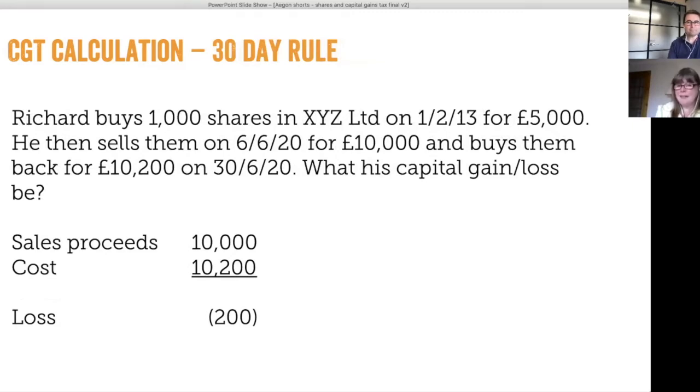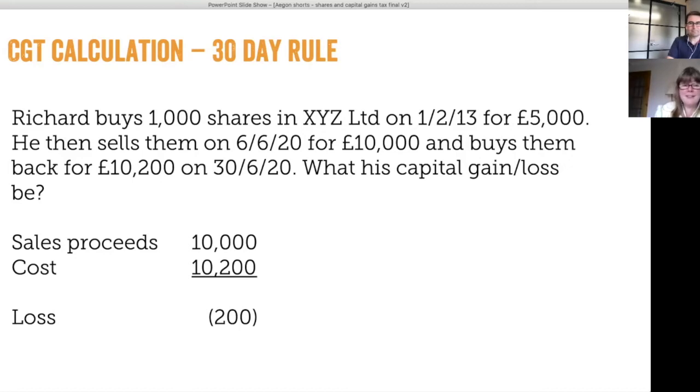He then sells them in June 2020 for £10,000 and buys them back for £10,200 on the 30th of June 2020. What would his capital gain or loss be? So again, in the scenario, it's the sales proceeds of £10,000. And because he bought back the same shares, shares in XYZ Limited, within the 30-day period, it's the £10,200 of cost that goes in the calculation, rather than the £5,000 original cost that he had bought them for in February 2013. So you can see that he incurs a loss of £200.